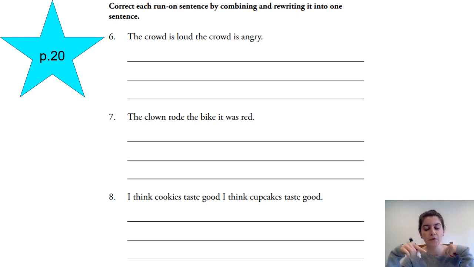Right, the bike. So red is actually an adjective that's describing the bike. So we can just put red in front of bike and get rid of the extra words. We can say the clown rode the red bike. Period at the end. The clown rode the red bike.